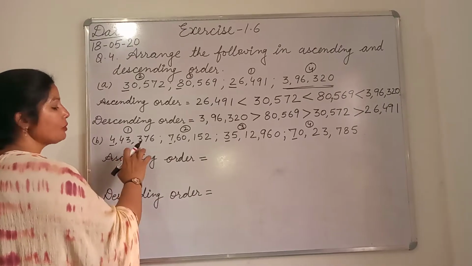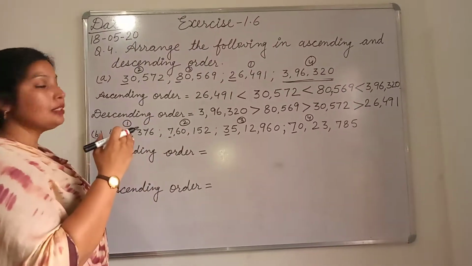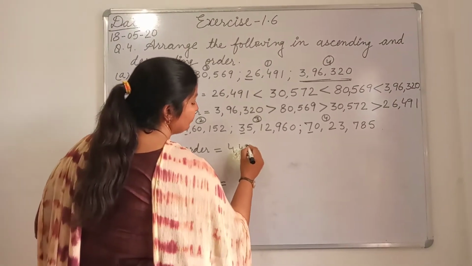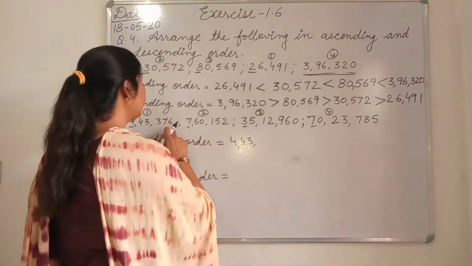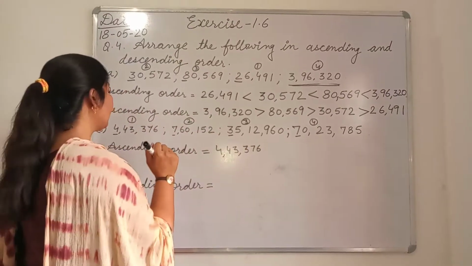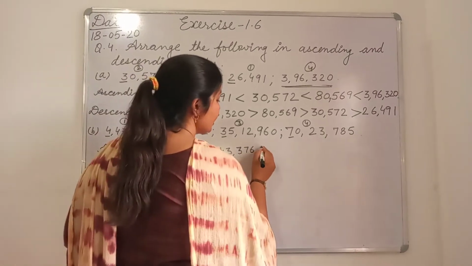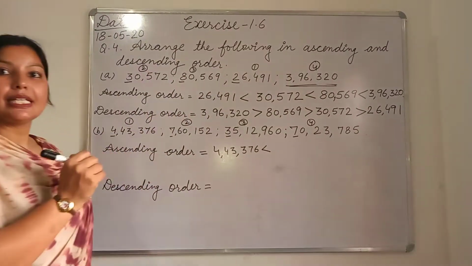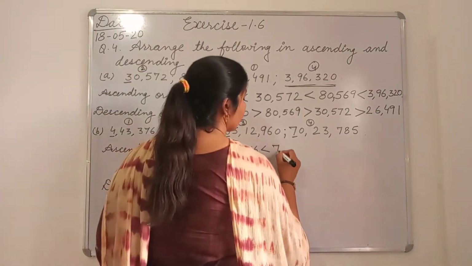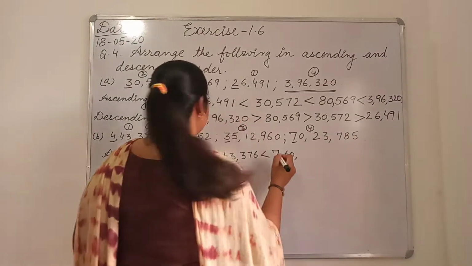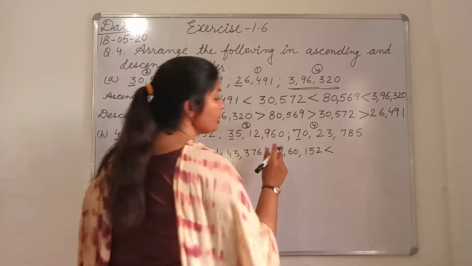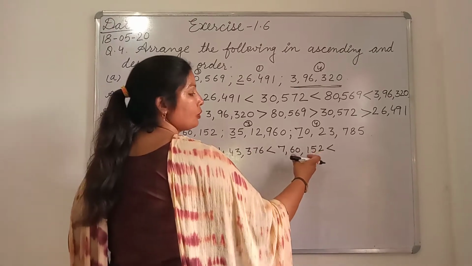So first number is the smallest one. So we write the first number first: 4 lakhs 43,376. Now which symbol do we put? Less than symbol, because the first number is the smallest one. So we put the less than symbol there. Then next is 7 lakhs 60,152. Again we put less than symbol because this is smaller than the third number.